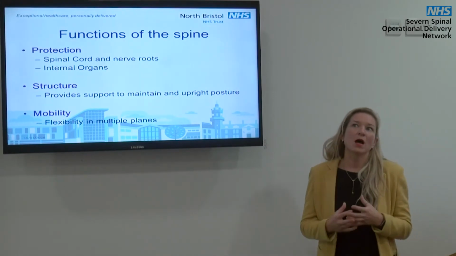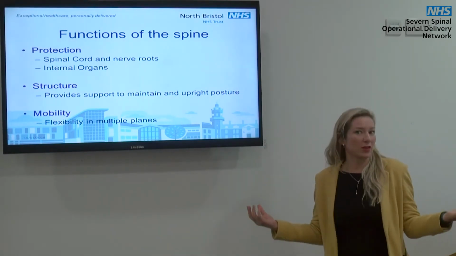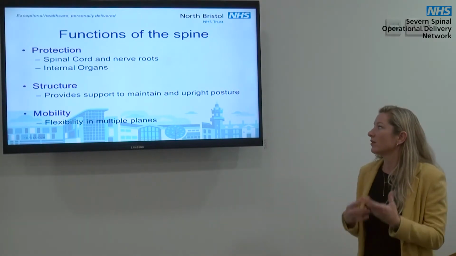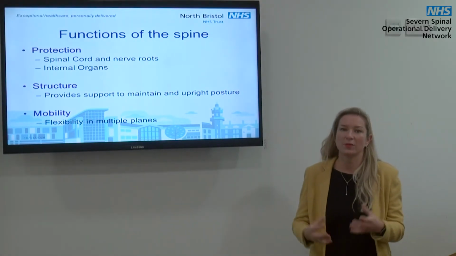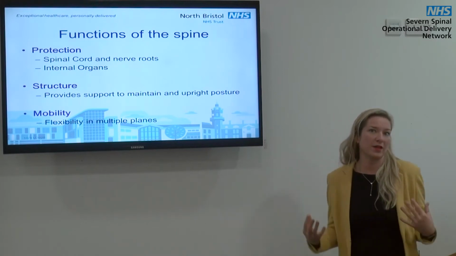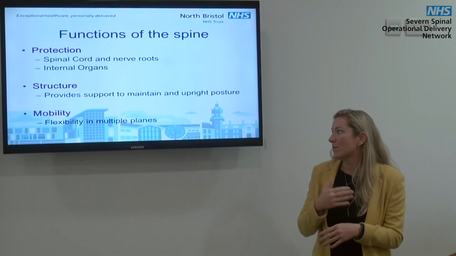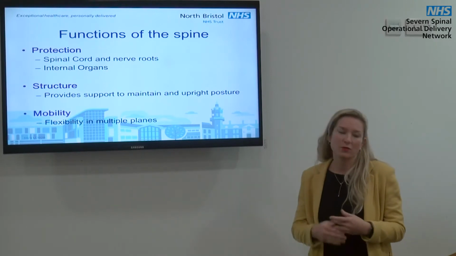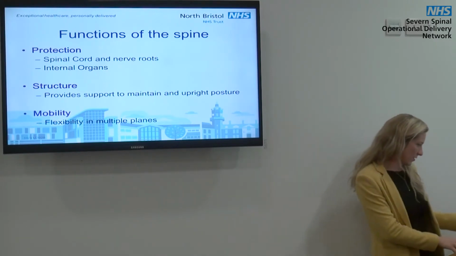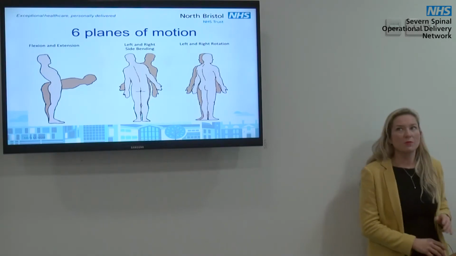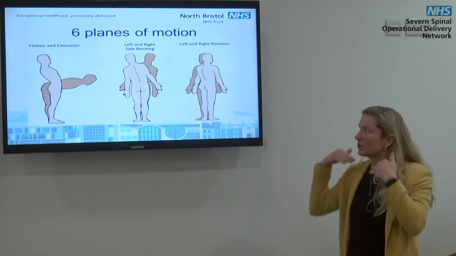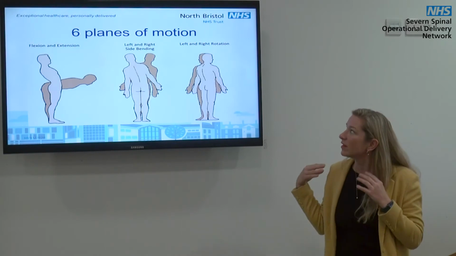Structure. Without the spine, we'd have nothing to hang our skin and our bones on. So it's really important for maintaining our own posture and in order to provide a framework for everything else to sit on. And mobility, so the spine is mobile in multiple flexible planes in order for us to move about as we like. So, avoiding the occiput and the top of the cervical spine, there's 6 planes of motion.